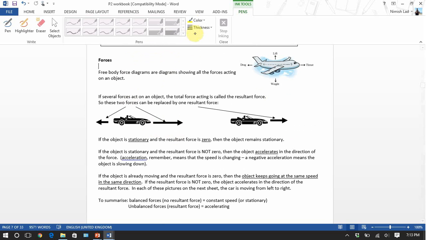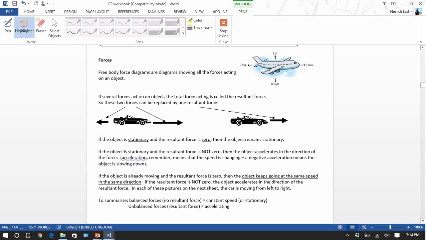So when it comes to forces, we like to draw free body force diagrams. So this is kind of like a free body force diagram. It's not the best. The arrows should be touching the object. They should be coming from the centre of mass, but they show the forces acting on an object. If there's several forces, like two forces acting on an object, we like to combine them. So you've got two forces acting here. We like to combine them into one, and we call that idea a resultant force.